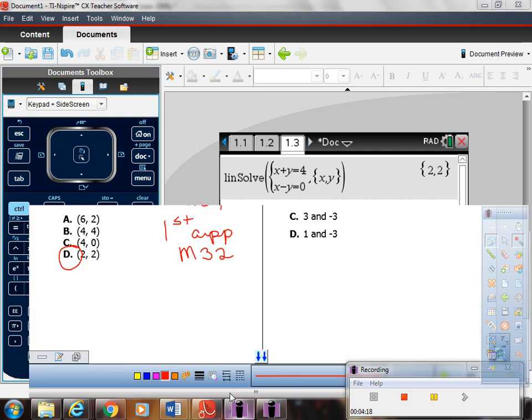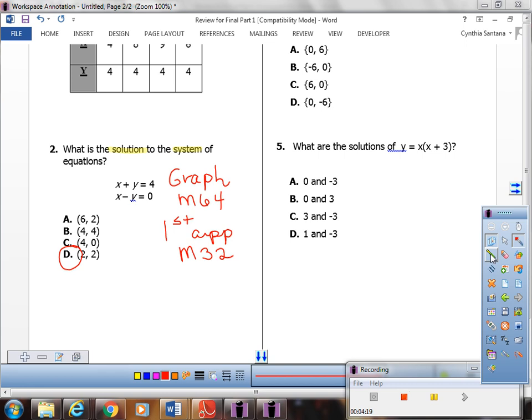So circle 2, 2, and write this down. Like y'all need to write down your notes. The graph app, menu 64. Or use the first app and do menu 32. Okay? Either one will work.